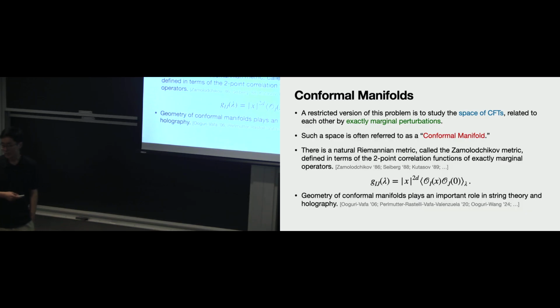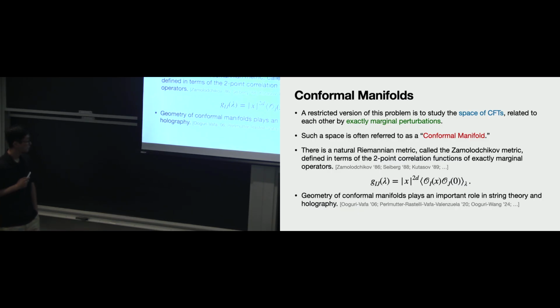A slightly restricted version of this question is to study not the space of arbitrary quantum field theories, but the space of conformal field theories, which are related to each other by exactly marginal perturbations. So in the literature, such a space is often referred to as a conformal manifold. Here I put conformal manifold inside quotation marks because even though it's called a manifold, sometimes it's not a smooth manifold globally, and it may have some singularities and so on.